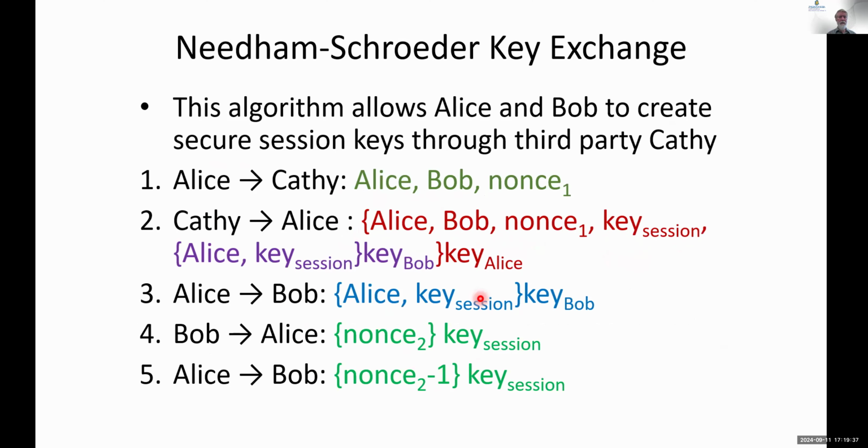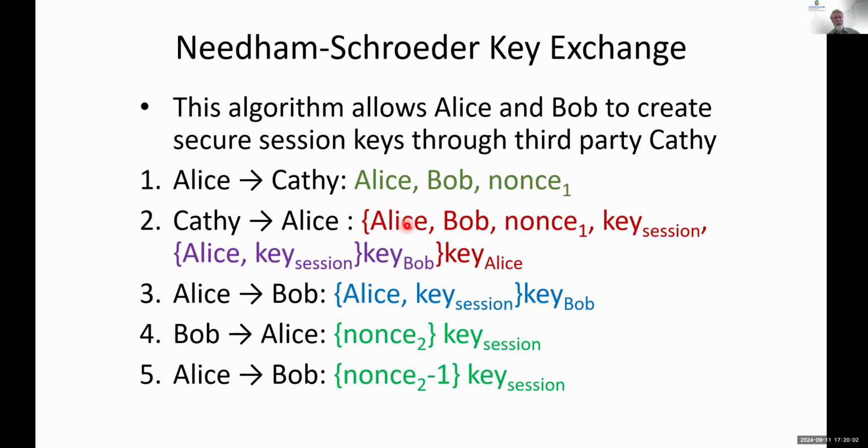There are algorithms for exchanging keys through a third party. We'll assume that everybody has Kathy's key. So just go through this real quickly. Alice sends a message to Kathy saying she's Alice. She wants Bob's key, and here's a random number.